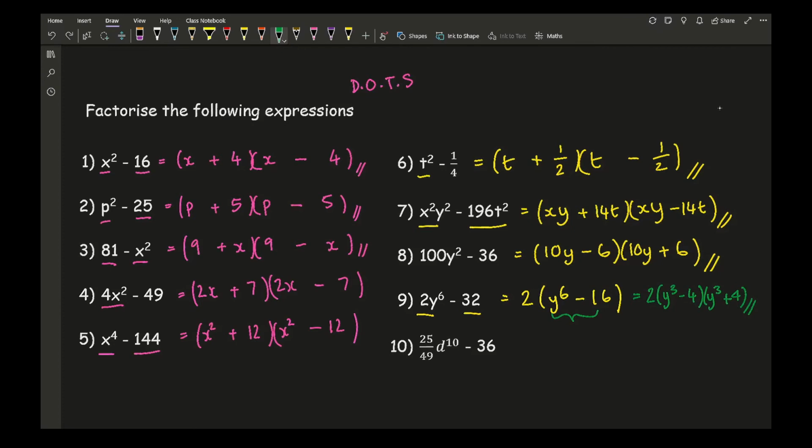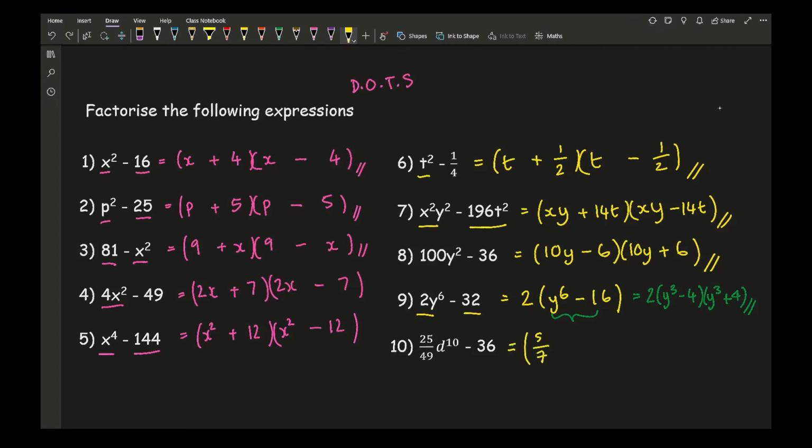Initially it didn't look like a DOTS question, but by using my knowledge of factorising, you can see that slowly I discovered that it actually was. And then finally, here I've got the square root of 25 over 49, which is going to be 5 over 7.